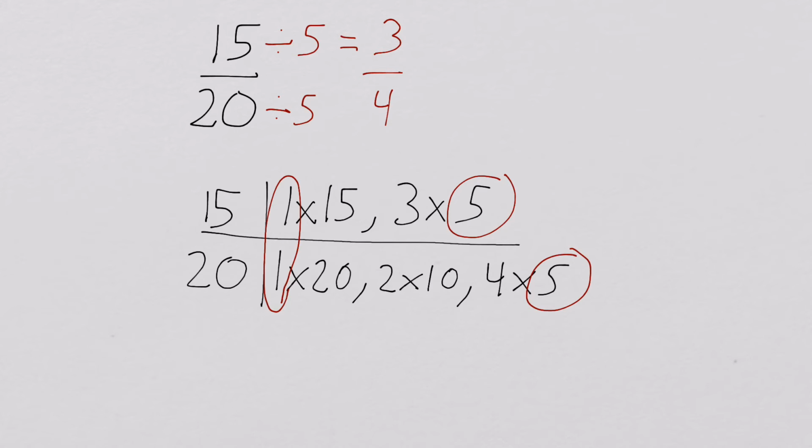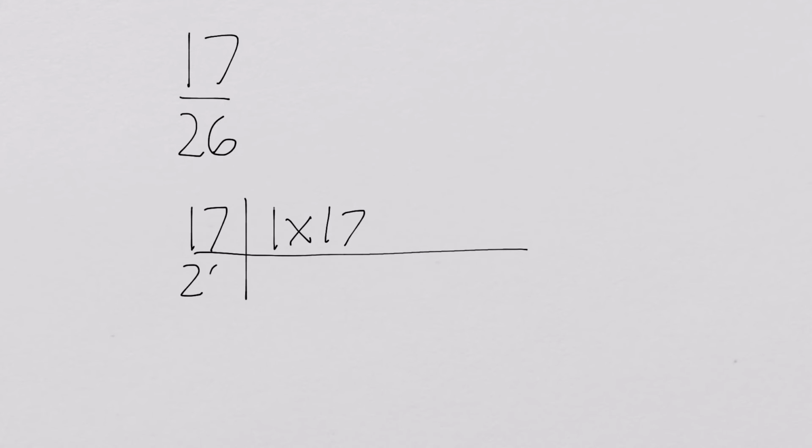Now, let's take a look at another example. Here I have the fraction 17/26. If I start to create my list of factors for 17, all I have is 1 times 17. That's because 17 is what is known as a prime number. The only factors that it has are itself and 1. Now for 26, I would get 1 times 26 and 2 times 13. It does not have any other factors.